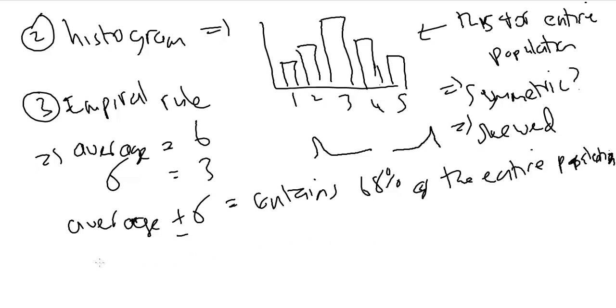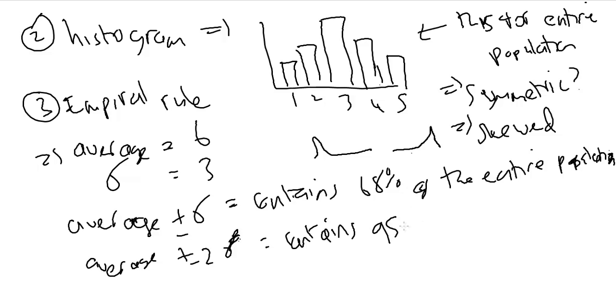And on top of that, your average plus or minus 2 standard deviations. So that'll include a bigger basket of people or of your population. Well, that contains 95% of the population.